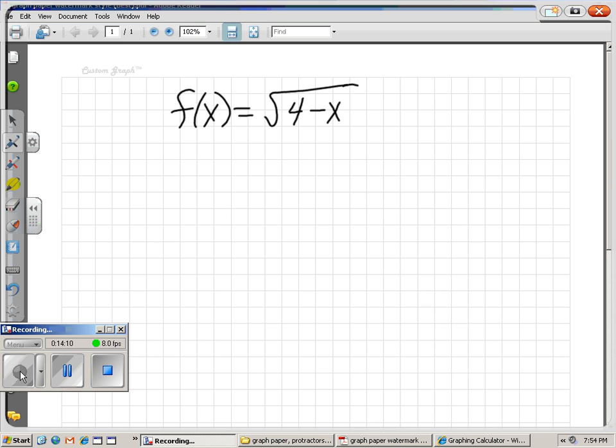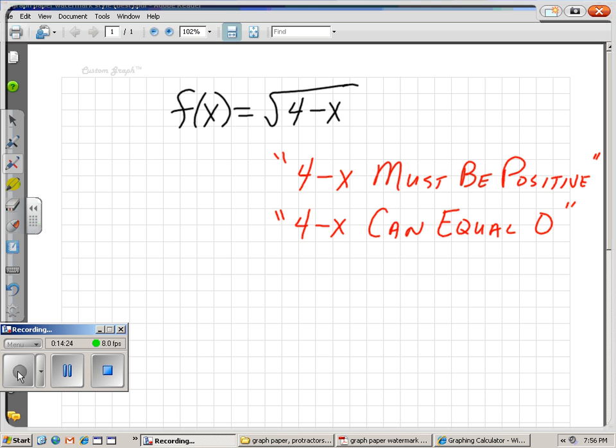All right, another one for you guys to try. F of x equals the square root of 4 minus x. I want to know what the domain is. I want to know what are the x's I can use and what are the x's I can't use. So think about that. What x's can I use? All right, hopefully you guys are thinking 4 minus x has to be positive because we can't take the square root of a negative number, and 4 minus x is okay to equal 0.